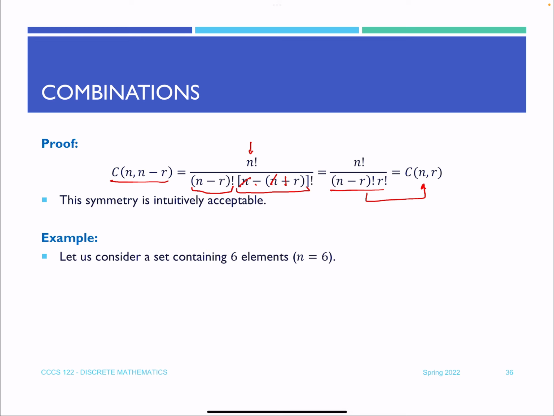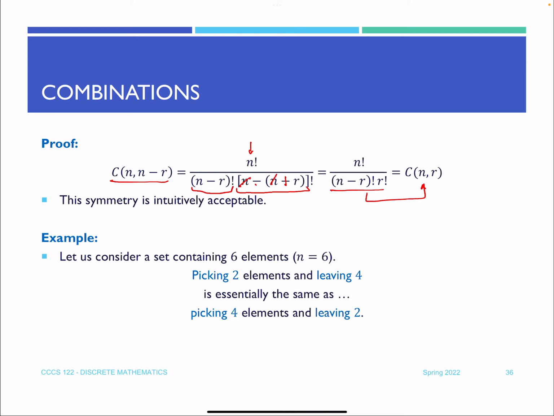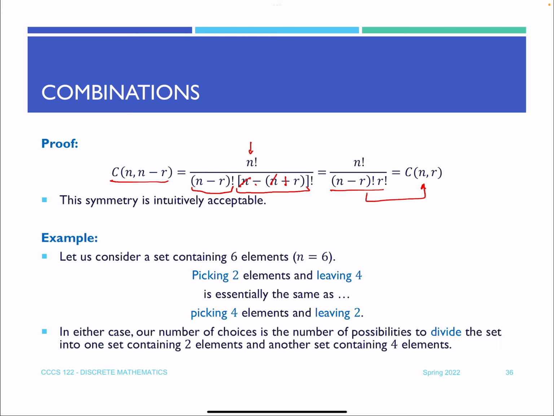And like I said, if you want to see that through an example, let us consider again the same set of 6 elements, n equal to 6. You want to pick 2 elements, and that will leave 4. That is essentially the same as picking 4 and leaving 2. In either case, the number of choices is the number of possibilities to divide the set into one set containing 2 elements and another set containing 4 elements. And that's why these two are equal.